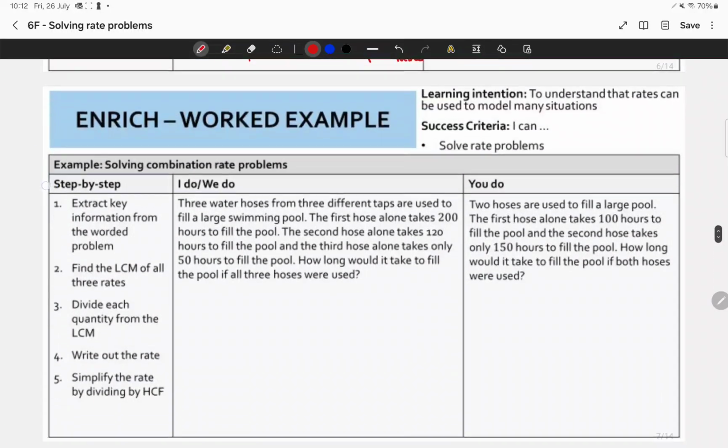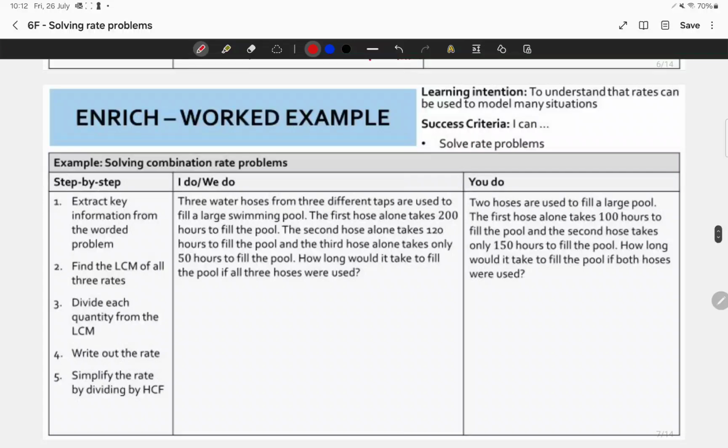And this is just a really big one, which involves a little bit more steps. But it's still the same process where you want to identify the important information by highlighting it, and then use what you know about the rates, okay? So we'll read this together here. Like it says here, extract the key information, okay? So we have 3 water hoses, okay? We'll see if that's important, from 3 different taps are used to fill a large swimming pool.